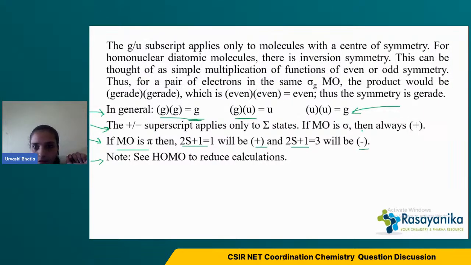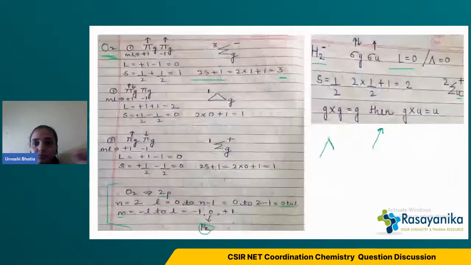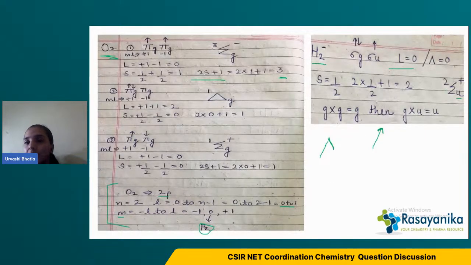Where is it? I'll just show you. Yeah, for all sigma orbitals, this is 0, right? So for this symbol corresponding to 0, we get the sigma, right? So that is by sigma here. How do we get the multiplicity? Now there is only one half electron, only one electron. So 2 into half plus 1 will be 2. Multiplicity will be 2. How do you get U?